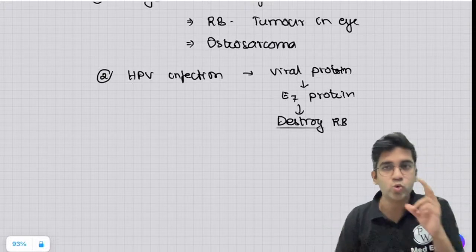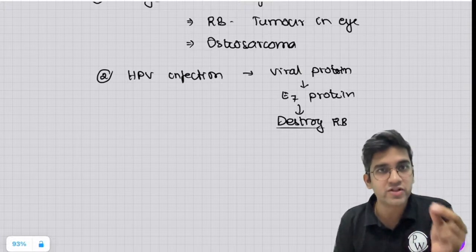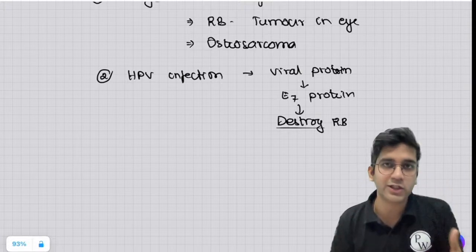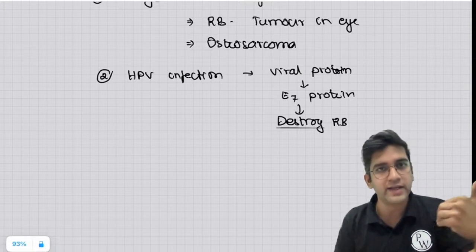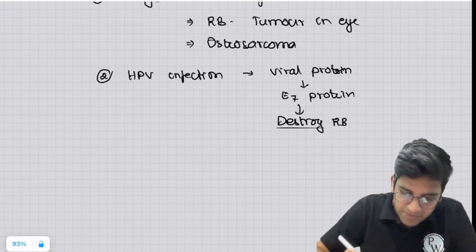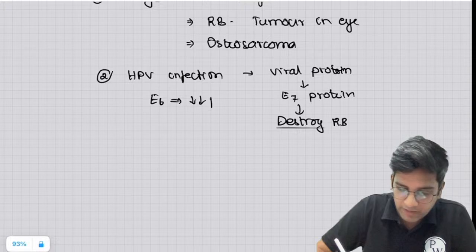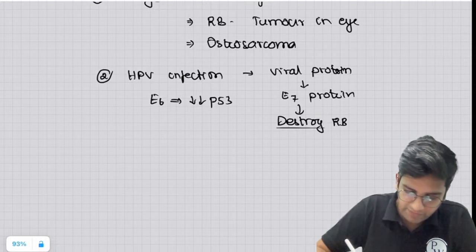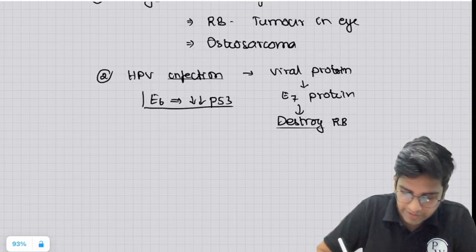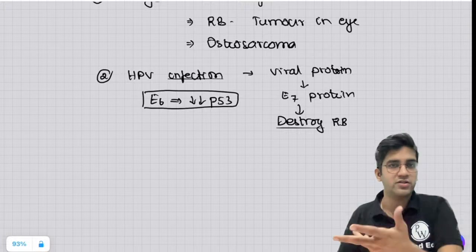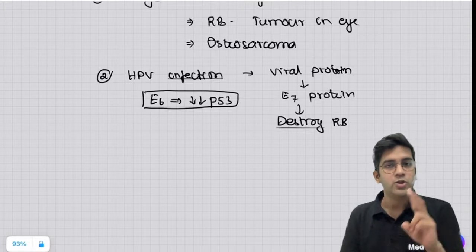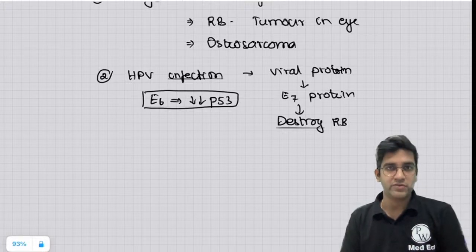Okay? So there are two ways I can have a cancer due to retinoblastoma. One, a congenital loss, or two, something acquired due to HPV. HPV has two proteins, E6 and E7. E7 destroys retinoblastoma, E6 will destroy P53. Fine. So that's how HPV causes diseases or cancers. Two ways I can have RB gene mutation. Fine. Okay.